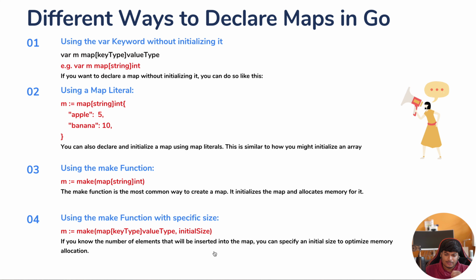Then the fourth way, using the make function with a specific size. So here m colon equals, your shorthand, then make, and inside the parentheses we mention map, the map data type, then inside square brackets the key type, then after the closing bracket the value type, and then a comma, and you mention the initial size. I'll show the example, don't worry.